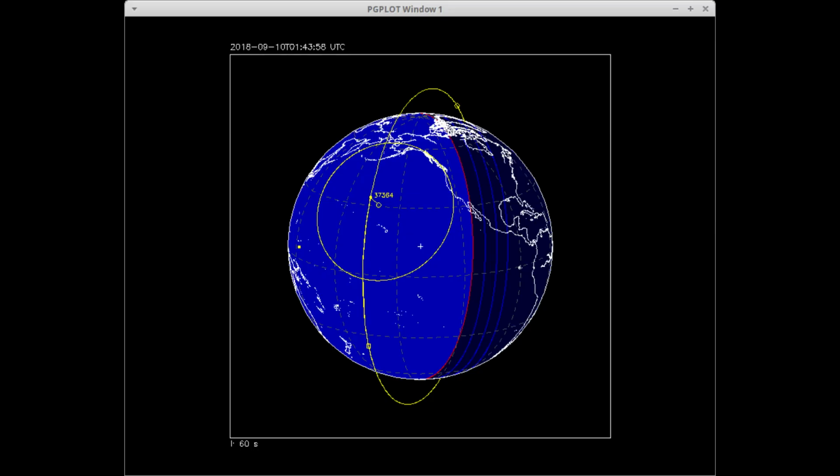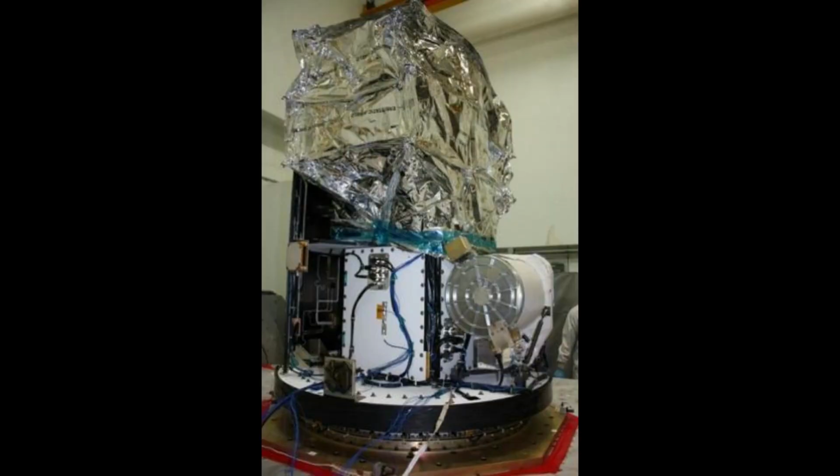It was launched into a 1,200 kilometer circular orbit inclined 90 degrees to the equator, and at an altitude of 1,200 kilometers it would have been a very difficult target to locate visually without some other means of determining its location.